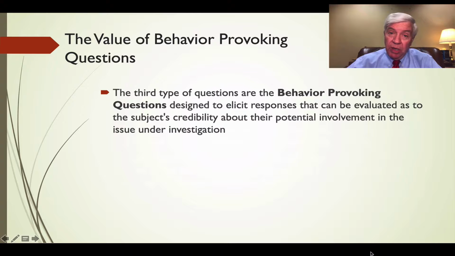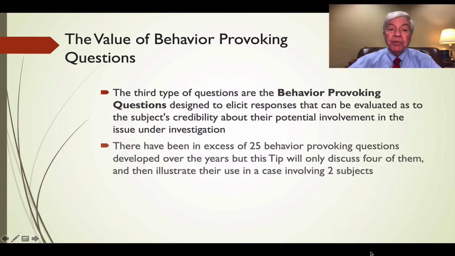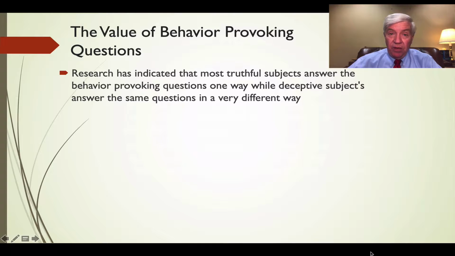The third type of question that we use in the BAI are called behavior-provoking questions, designed to elicit specific responses that we can evaluate for indications of the subject's potential involvement in the issue under investigation. Over the years, we've developed over 25 behavior-provoking questions that we use in our interviews. This particular tip will only discuss 4 of them. Research has indicated over the last 7 decades that most truthful people answer the behavior-provoking questions one way, while most deceptive people answer the same question oftentimes in a very different manner.